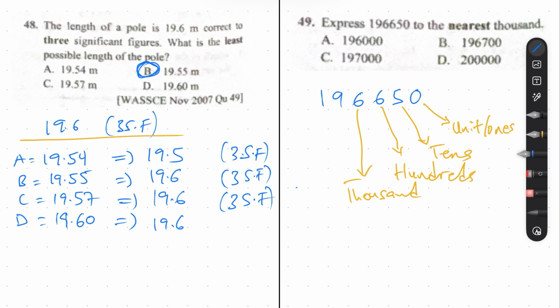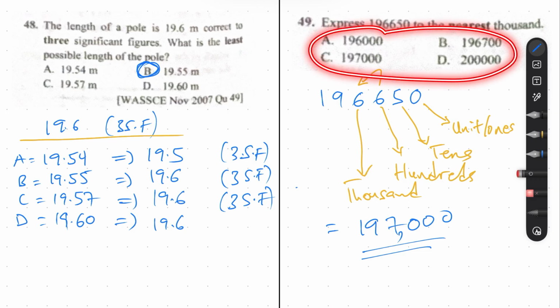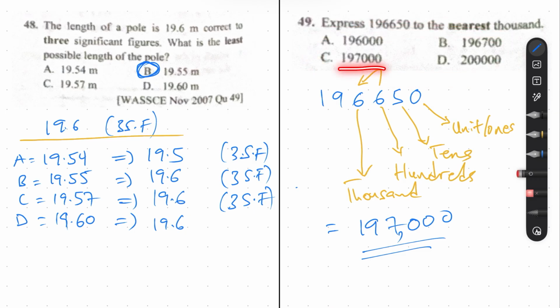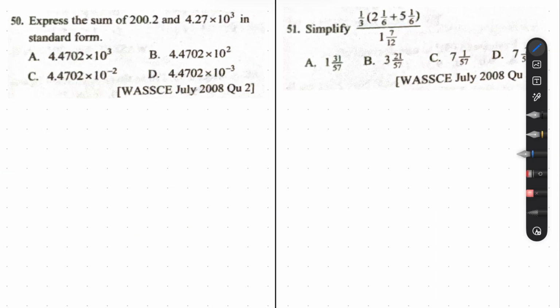So our answer, we need to round here. So our answer is 197,000. This is our answer. Do we have it right here? 197,000? Yes, it's right here. So that's what we choose. C. Cool. Let's move on to the next set of questions.